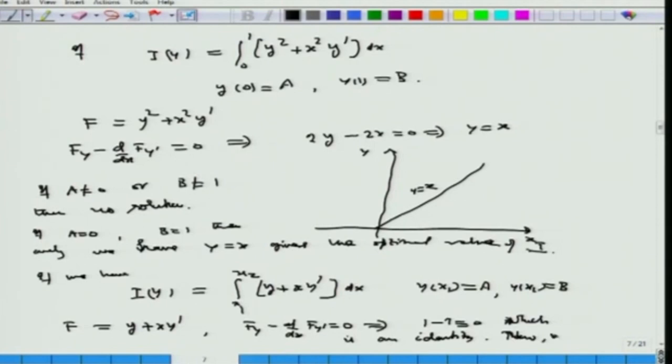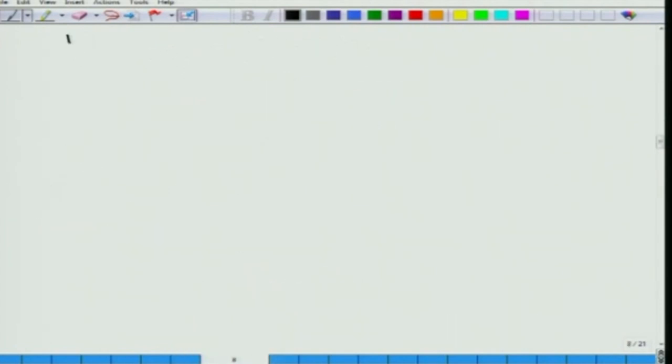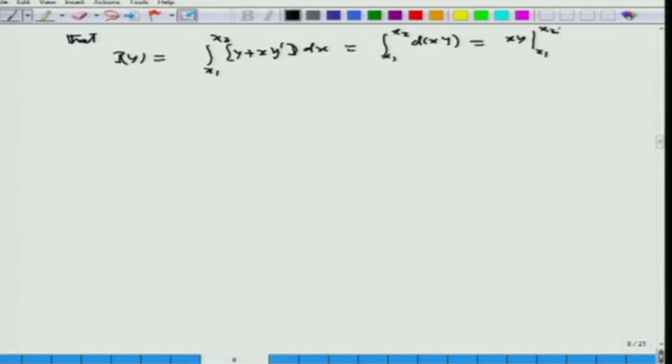Now, we observe that I(y), the integral from x1 to x2 of y plus x y' dx, can be written as the integral from x1 to x2 of d(xy), and so this is actually xy evaluated from x1 to x2. So, this is x2 y at x2 minus x1 y at x1, which is a fixed quantity here. So, this is not a problem of optimization.